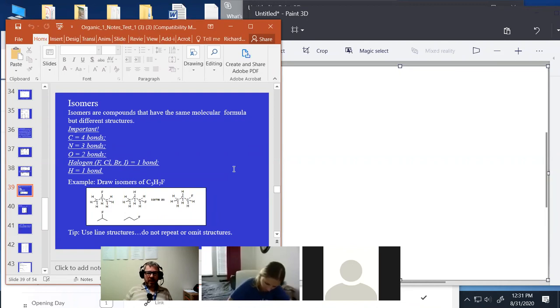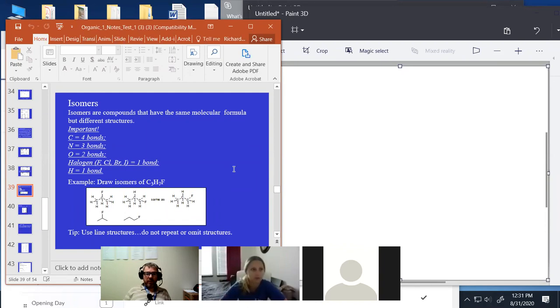So here's an example. Draw isomers of C3H7F. So there you go. C3H7F. Now I'm going to try and really push you down the direction of line structures, right? So we're going to be talking a lot about line structures here. The reason I go for line structures is because they're a little bit less confusing and they kind of cut through the rigmarole, if you will. So I've drawn 2 isomers here of C3H7F.